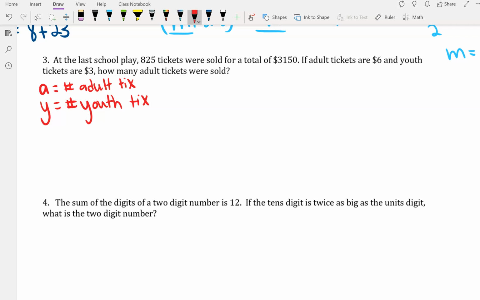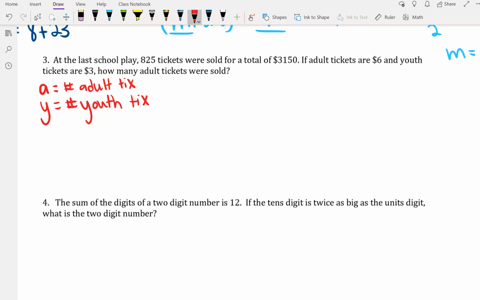All right, the last day of school, 825 tickets were sold for a total of $3,150. Adult tickets were $6 and youth tickets were $3. So on this one, I am going to do two different equations, like always. One of the equations is going to represent the money, and the other equation is going to represent how many tickets were sold. So the first equation is going to represent the money.